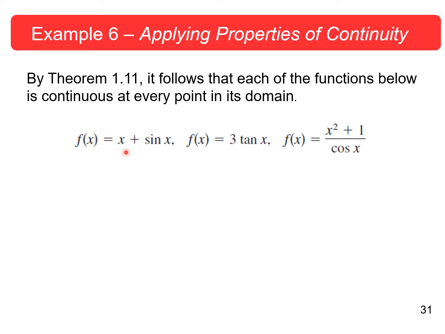So as you can see here, this is just a sum of two functions that are continuous over its domain. And this is a scalar product of a function and a constant. The function here is continuous over its domain. And this is also a quotient of two functions that are continuous over its domain.